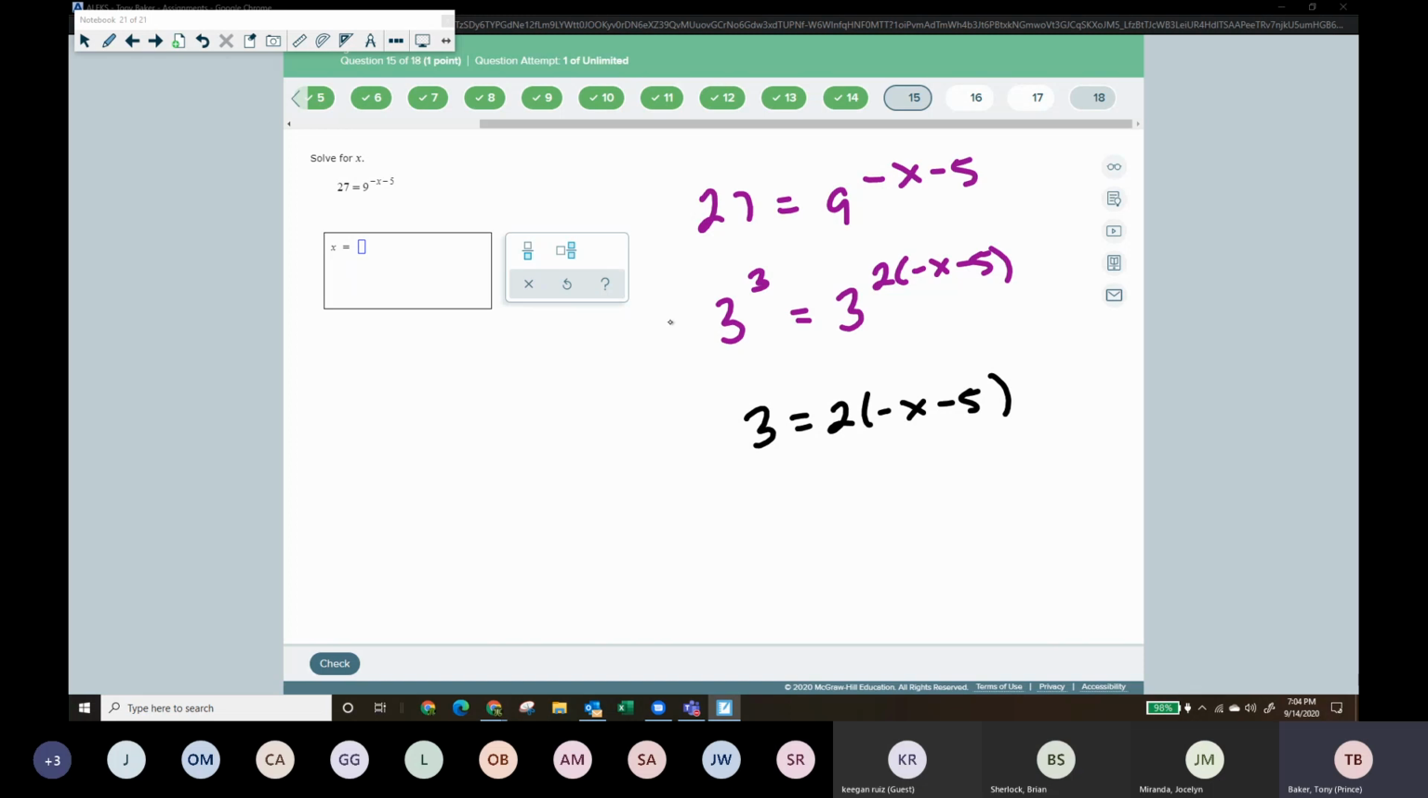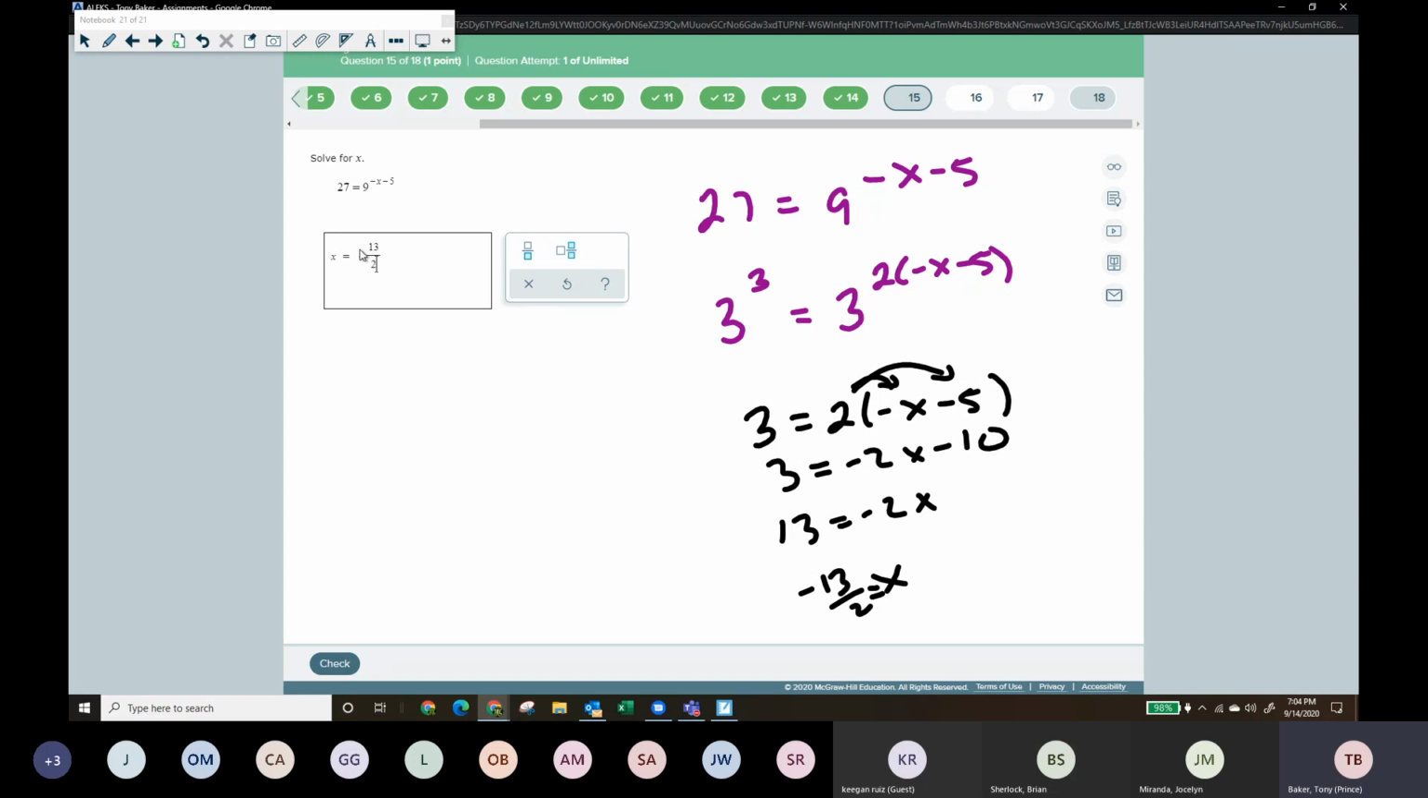So what we're actually doing to solve this is taking the log of both sides, but we'll see that a little bit later. So I got 3 equals -2x minus 10. So I've got 13 equals -2x. So -13 over 2 equals x. And that's my answer.